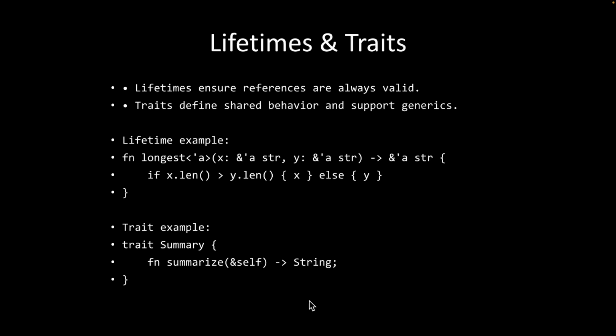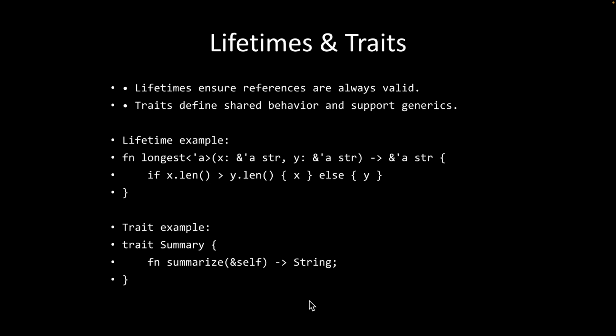Now let's talk briefly about lifetimes and traits. Lifetimes ensure references are always valid. Traits, on the other hand, define shared behavior and support generics. Here is an example of a lifetime. In the function longest, it's taking a lifetime generic. You can see the tick A is the named lifetime.